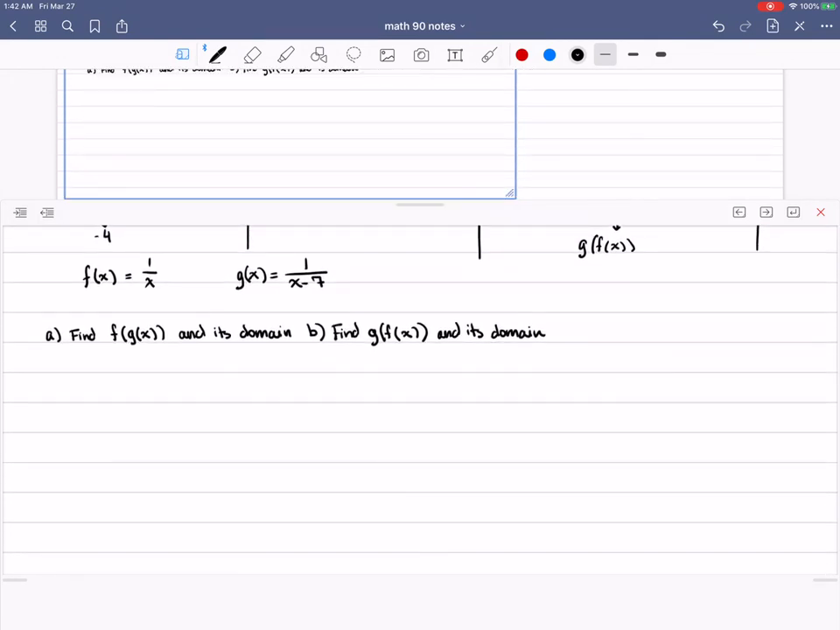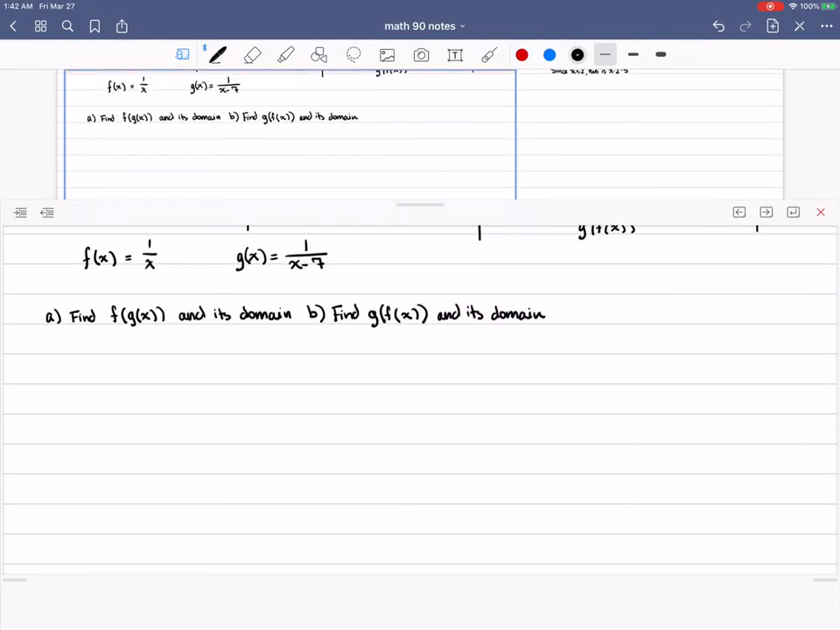Okay, so in our next example, we have two rational functions. We have F of X is 1 over X, and G of X is 1 over X minus 7. So we're going to do two parts here, F of G of X and its domain, and G of F of X and its domain. And I'm going to go fully to town on the diagram. So for F of G of X, what this means is that you're passing through G first.